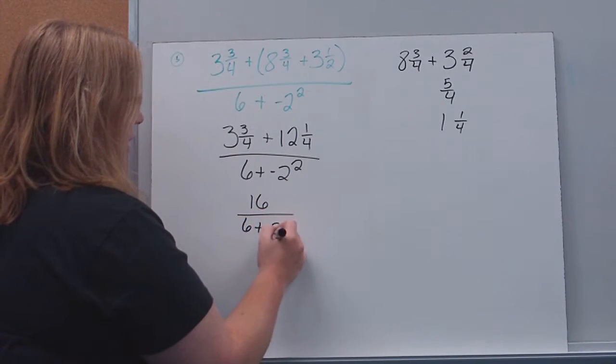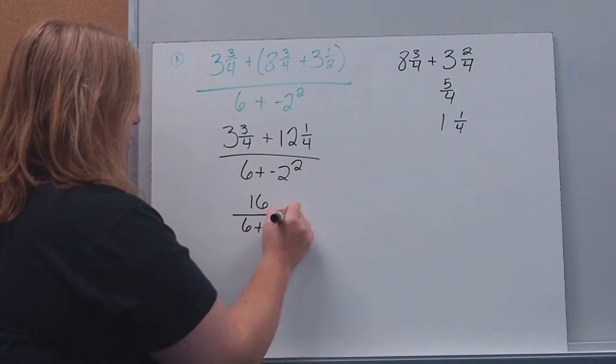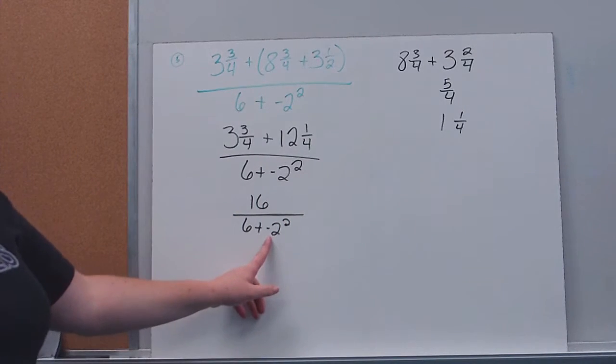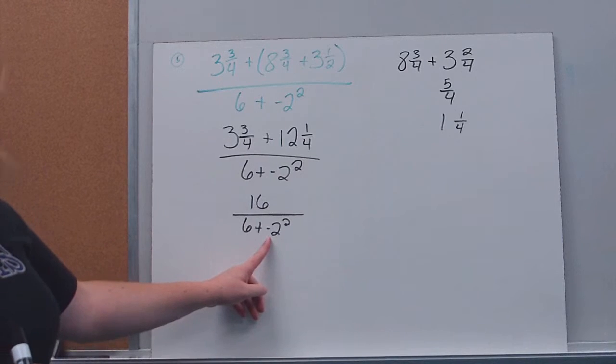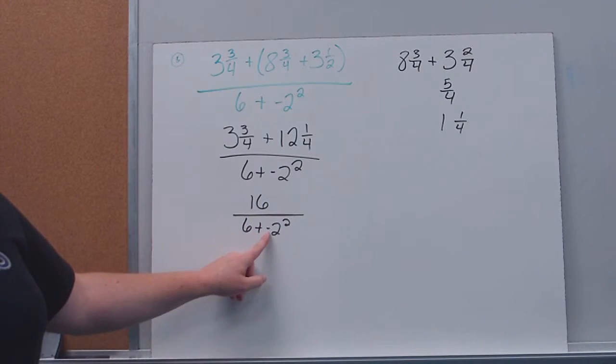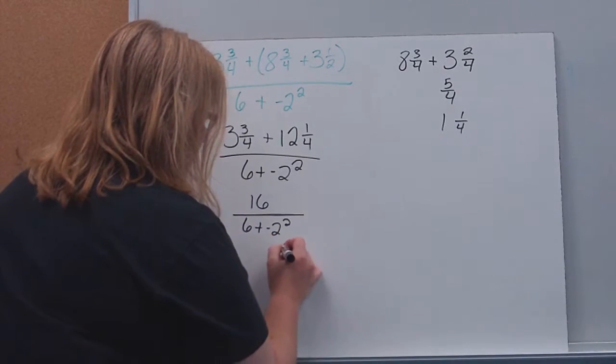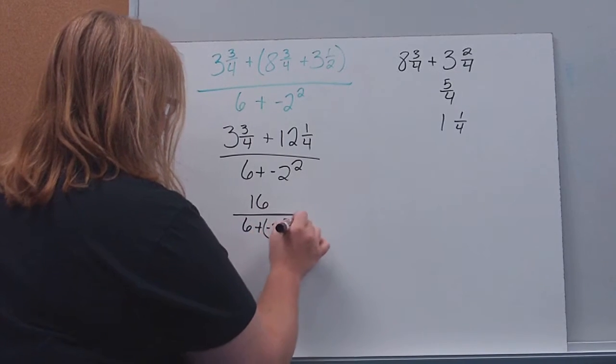Now we can take a look at the bottom, because remember, that's a group in itself. Here I have negative 2 squared. Now remember, when it's written this way and there's no parentheses around it, it means take your 2 squared and then keep that negative sign. Don't let that throw you off. You have to remember that. So 2 squared is 4, but I want to keep this as a negative 4.